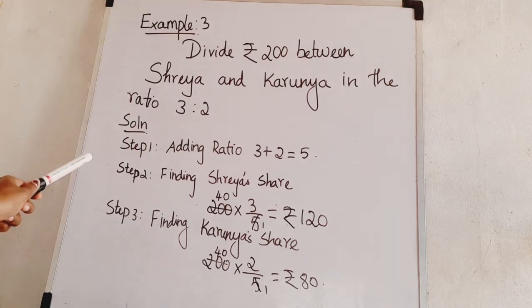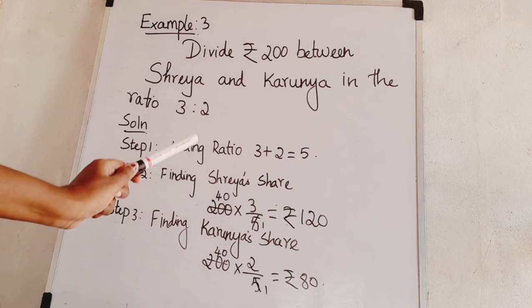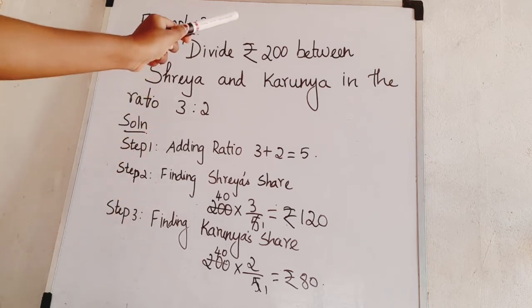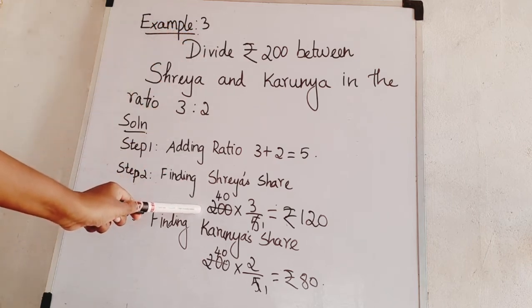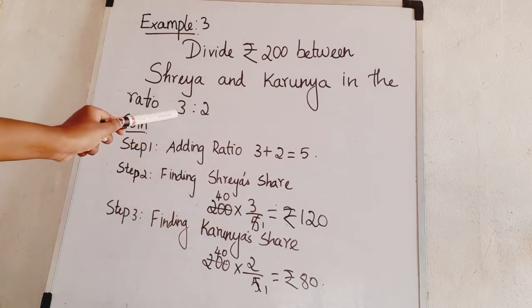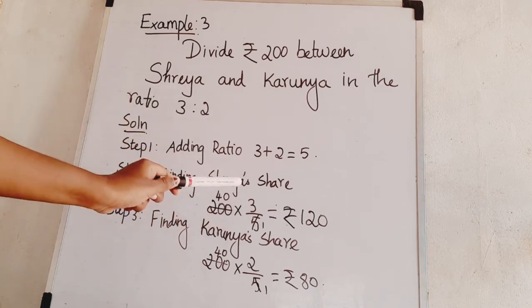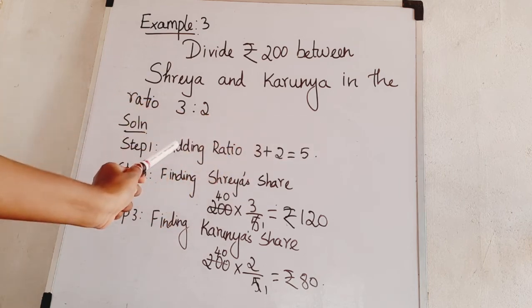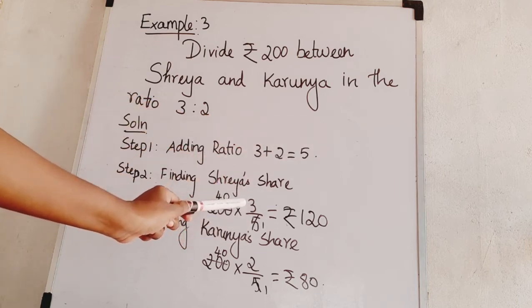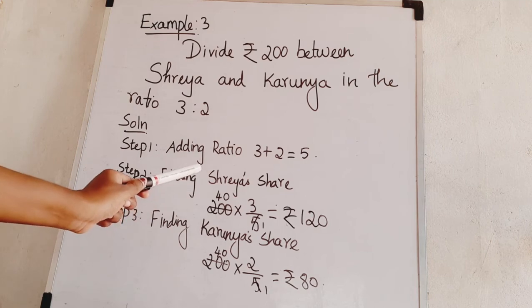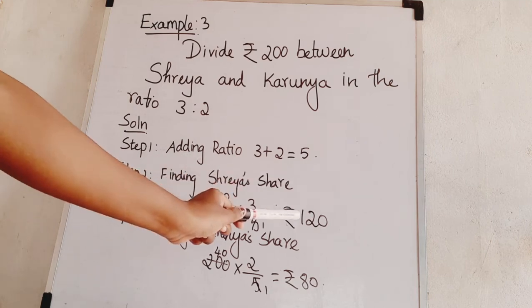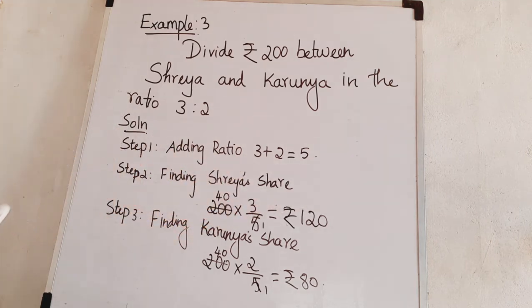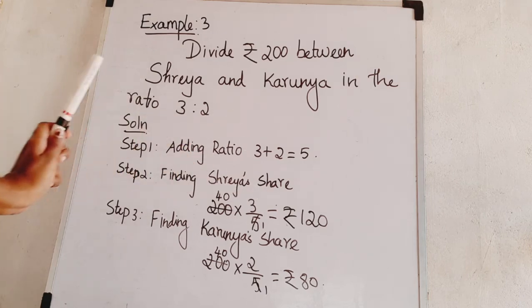And in step 2 you have to find Shreya's share. For that, you write the rupees, that is 200, into Shreya's ratio, which is 3, divided by the total ratio, that is the added ratio, 5. So 3/5. When you do the calculation, you will get rupees 120. So Shreya's share is 120 rupees.